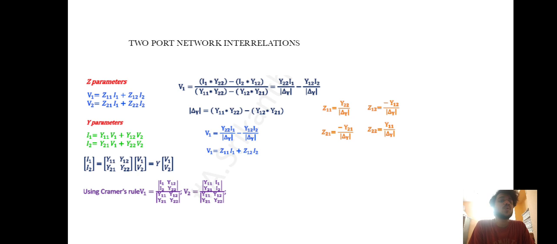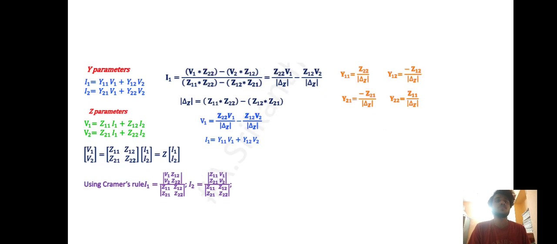V1 equals Z11 into I1 plus Z12 into I2. Using Cramer's rule, V1, I1, Y12, I2, Y22, Y11, Y12, Y21, Y22, V2 equals Y11 into I1, Y21 into I2 by matrix of Y11, Y12, Y21, Y22. Y parameters: I1 equals Y11 into V1 plus Y12 into V2.